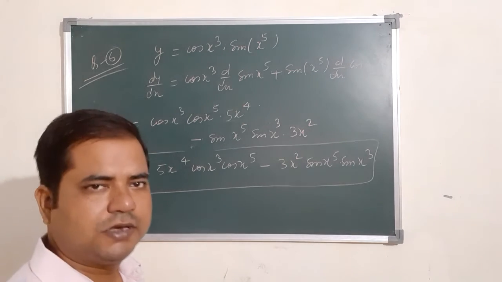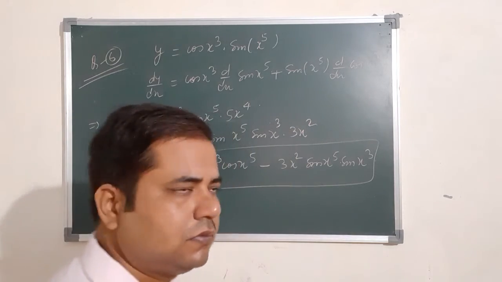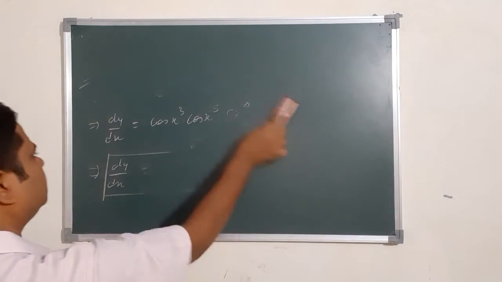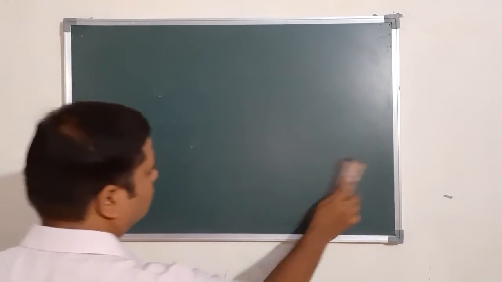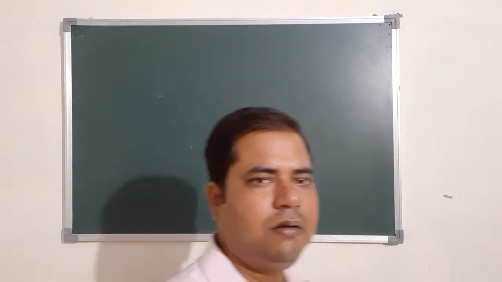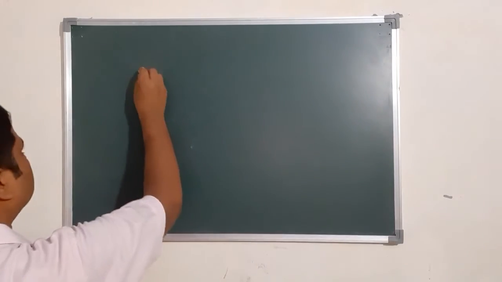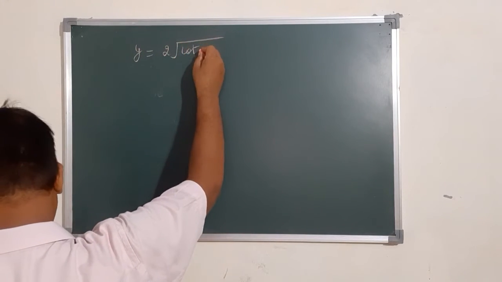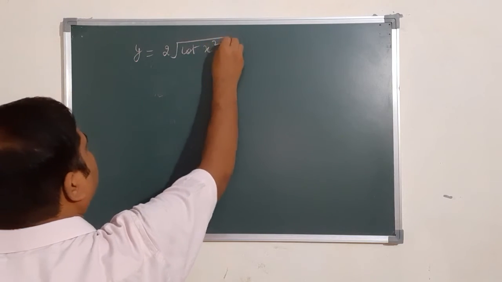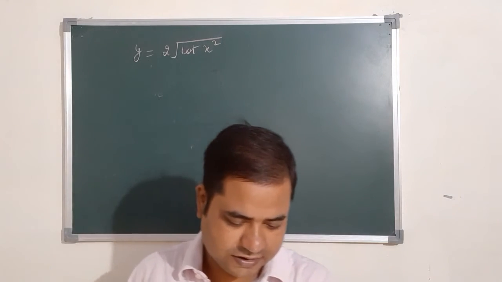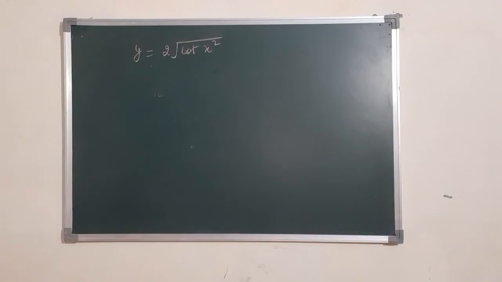Okay, I hope you mentioned it. So next question, question number 7. Seven, y is equal to 2 root of cot x square. Okay, 2 root of cot x square. So see this particular question.